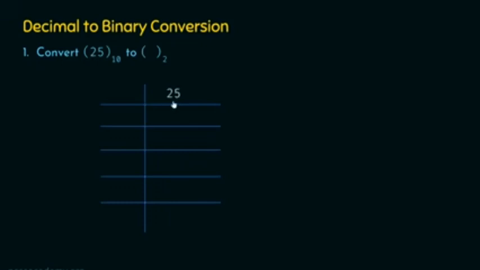Now we need to divide this number by 2. For this, we will mention 2 here. So 2 must be written here and 25 must be written here. This means that the divisor will come here and the dividend will come here.